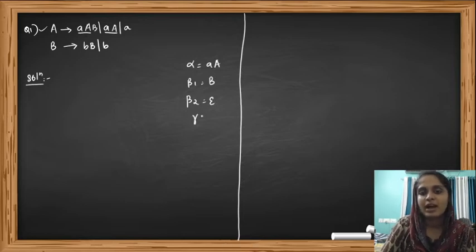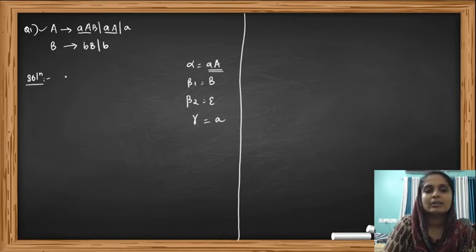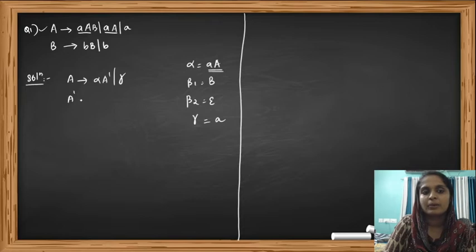And what's the value of gamma? Gamma means the term that doesn't start with alpha. Here the third term, A, starts with A, but what's the value of our alpha? Alpha means AA. So this term is not starting with alpha. So we can say that gamma is small letter A. How can we convert the A production? The A production will be converted to the form A produces alpha A dash bar gamma, and A dash produces beta 1 bar beta 2, right?